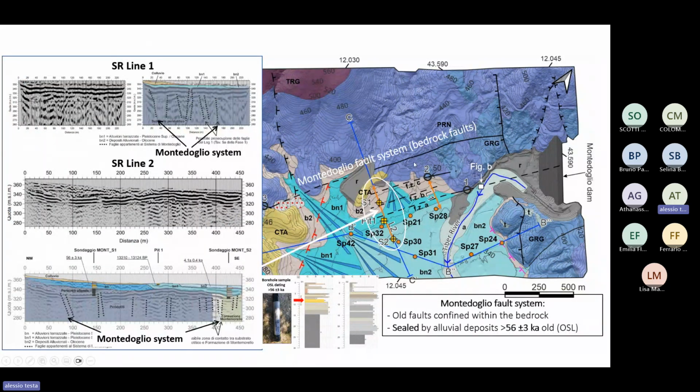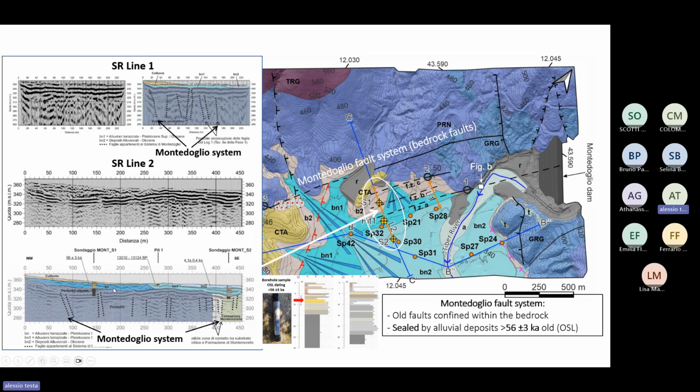Those faults should intercept the continental deposits in this area. So we acquired some geophysics, two high-resolution seismic reflection lines here and here. One of the lines is also calibrated thanks to boreholes. And in one of the boreholes, we also collected a sample for OSL dating. And we also dated some other samples of alluvial deposits.